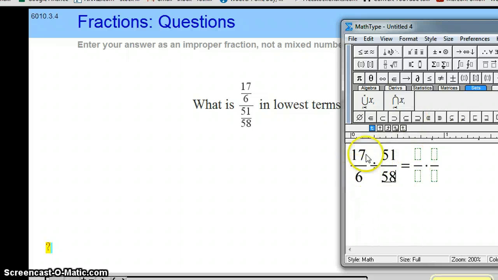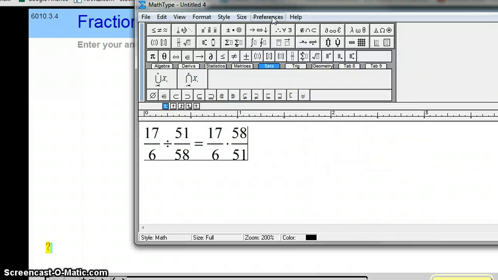Whenever you have a division problem like this, you leave the numerator intact, so 17 over 6, and you flip the denominator. So you multiply by the inverse, which is 58 over 51. You can do this with any fraction anytime when you have something like this. So that's always a good trick. And so let's perform this. What does this equal?